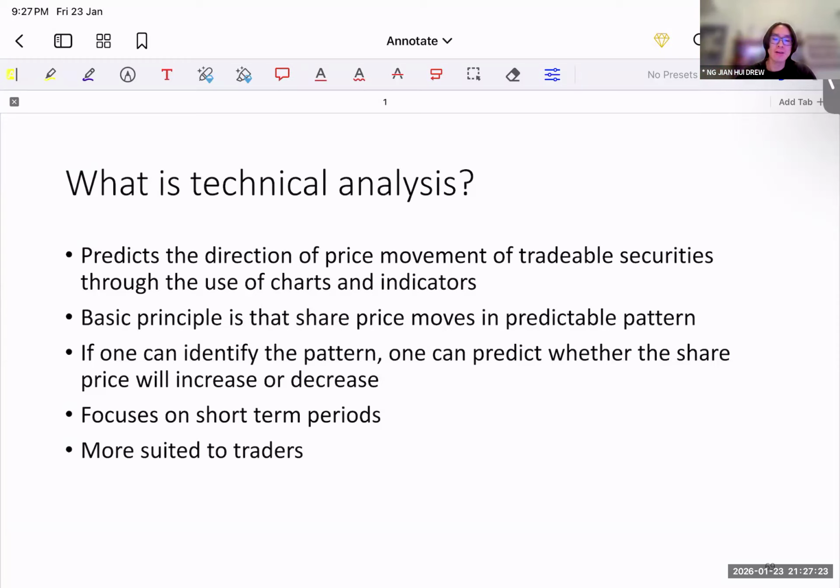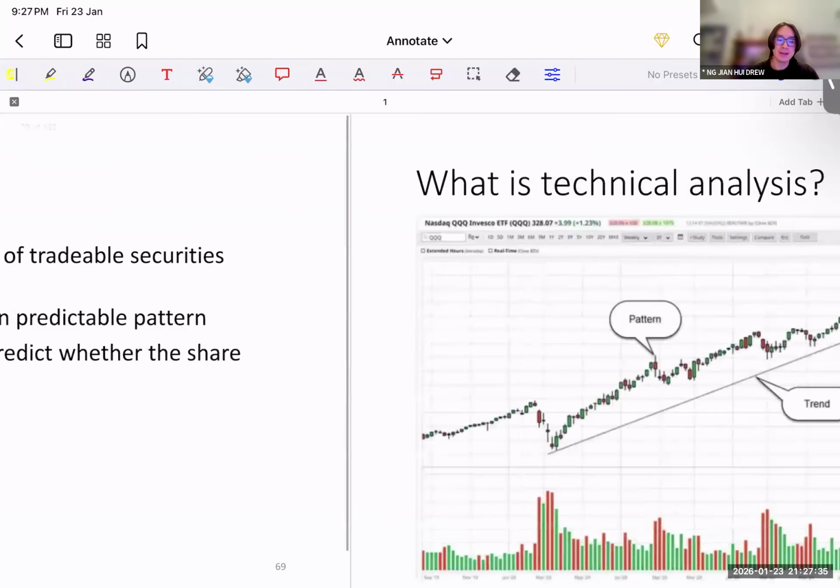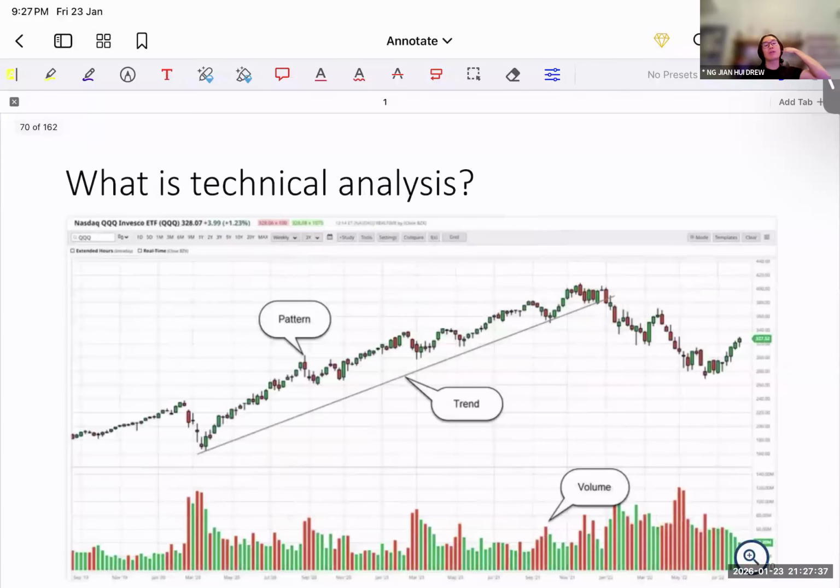And we use this more as a trader, all right? Again, our module is very focused on fundamental analysis. We do have one entire lecture on technical analysis, but for this first lecture, we're not going to talk much about it, right? So we're looking at some trends, patterns, volume, etc.